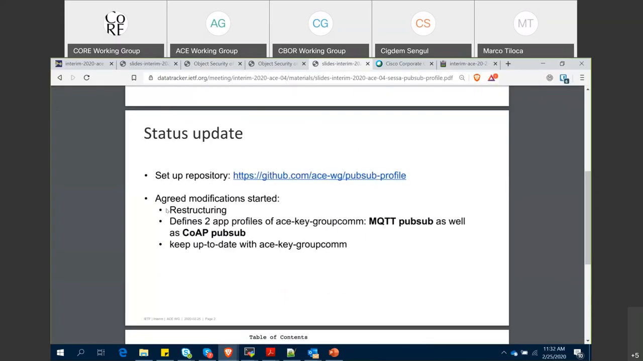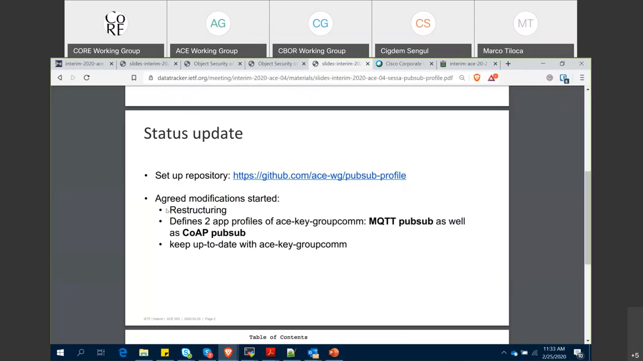We set up the repository for the PubSub profile. I started doing the modifications. I'm a bit late with this work as I was working heavily on the OSCore profile. So I'm sorry for the delay. But I started a restructuring, and as I mentioned, it's now defined as application profiles of ACE GroupCom, the MQTT PubSub and CoAP PubSub, and is also up to date with the ACE GroupCom.